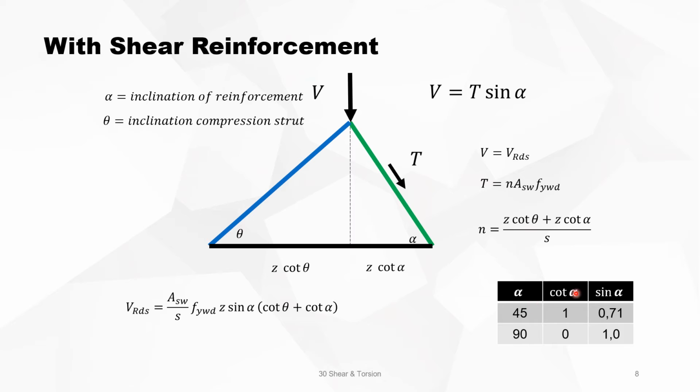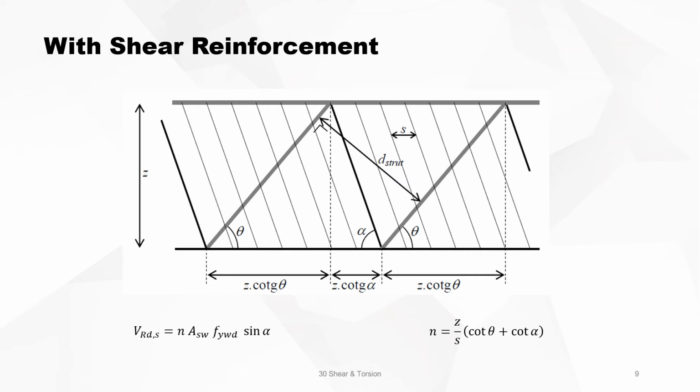Just remember, cotangent alpha is 1 if alpha is 45 degrees, but in most cases alpha will be 90 degrees, so cotangent alpha is 0 and sine alpha is 1. A more general approach can then be found in this drawing, where Z is the lever arm between the compression zone and the tension zone, theta the inclination of the compression strut, and alpha the angle of the stirrup.